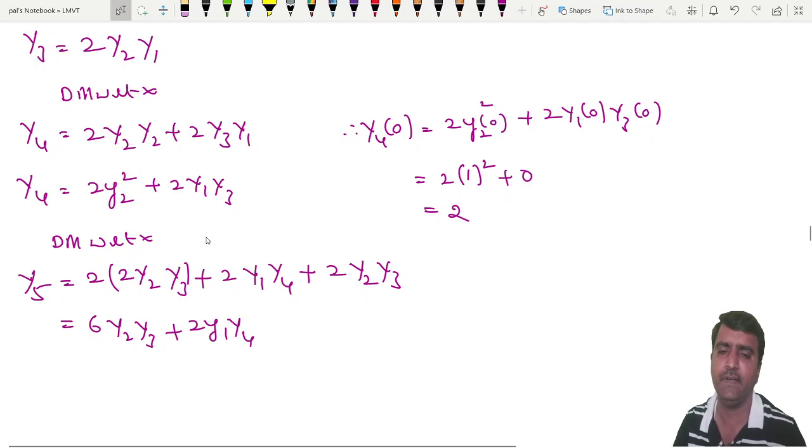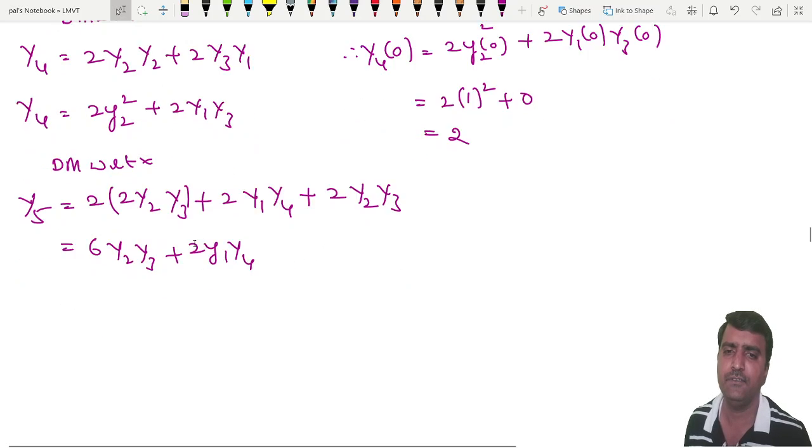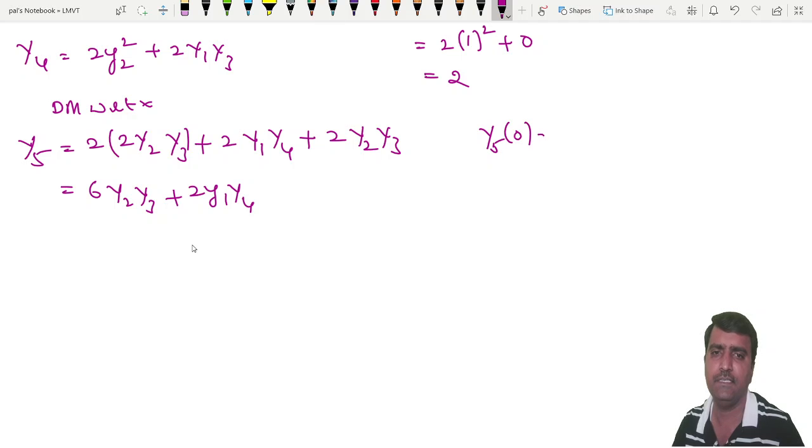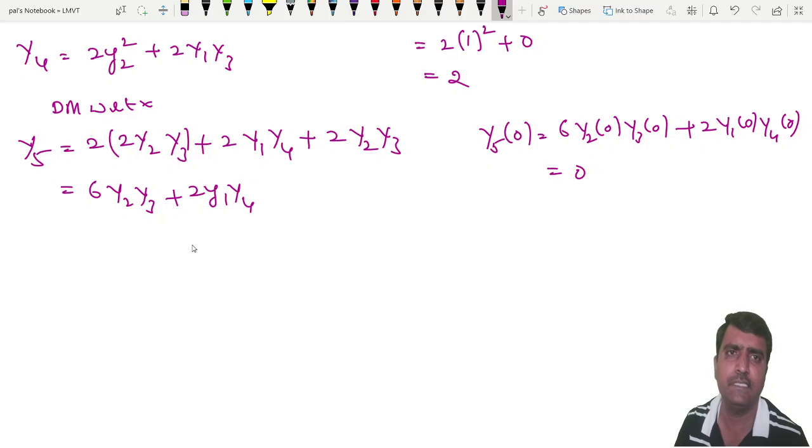So that is y5. y5 of 0 is equal to 6 into y2 of 0 y3 of 0 plus 2 into y1 of 0 y4 of 0. So it is 0, because y3 of 0 is 0 and y1 of 0 is 0. y3 of 0 is 0, so this becomes 0. y1 of 0 is 0, so this is 0.